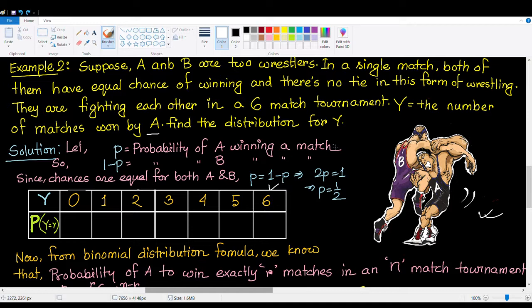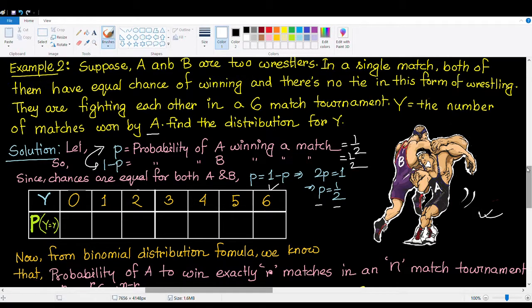Let P be the probability of A winning a match. Therefore, 1 minus P is the probability of A losing the match. In other words, it is the probability of B winning the match. Okay, since there's no tie, the chances of winning for both A and B are the same. Therefore, P equals 1 minus P. So by solving this simple linear equation, we get P equals half. So the probability of A winning a match is half, and for B, it's also half.